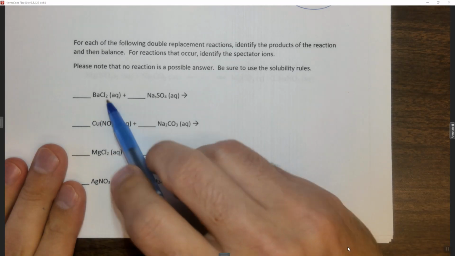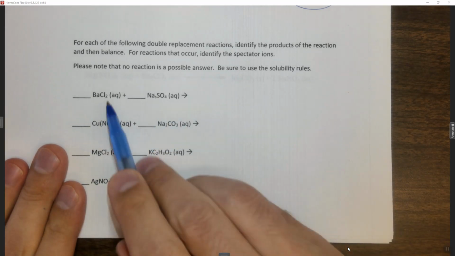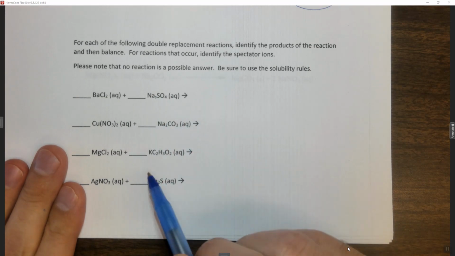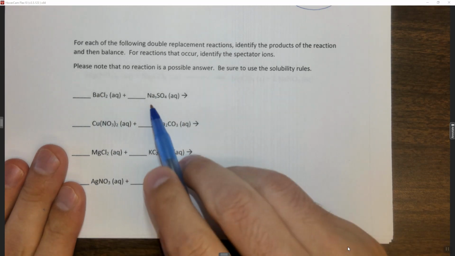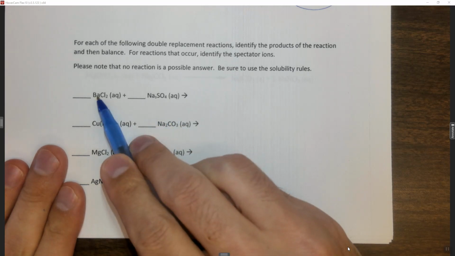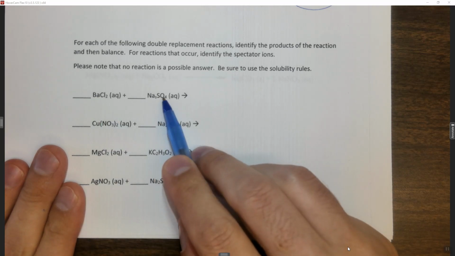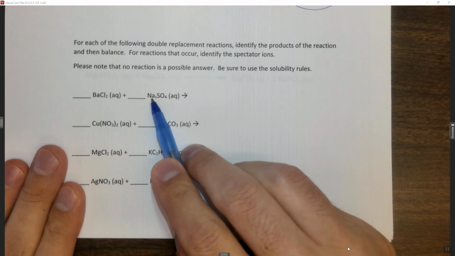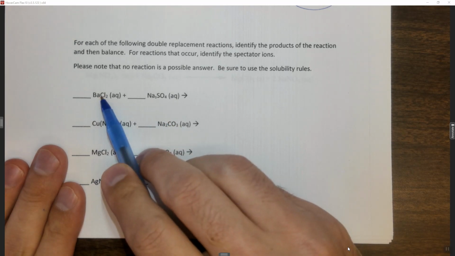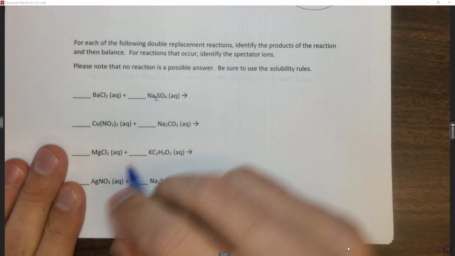So here we have barium chloride reacting with sodium sulfate. If barium stays with chloride and sodium stays with sulfate, that's not interesting. That's not a chemical reaction. So barium has to either go with sodium or sulfate. Barium is positively charged, specifically 2+. Sulfate is a negative charge and sodium is a positive charge.